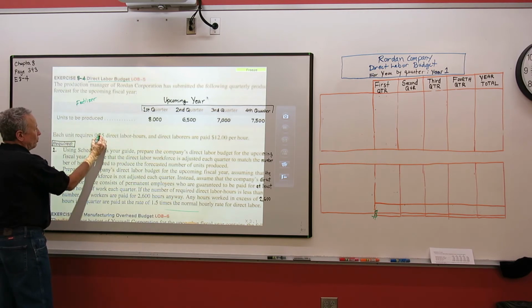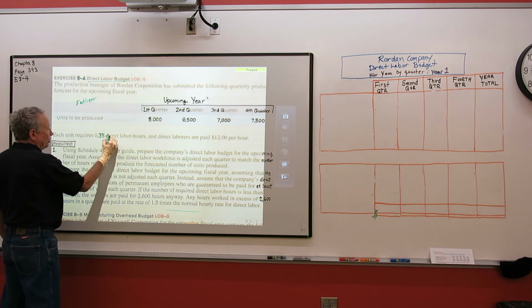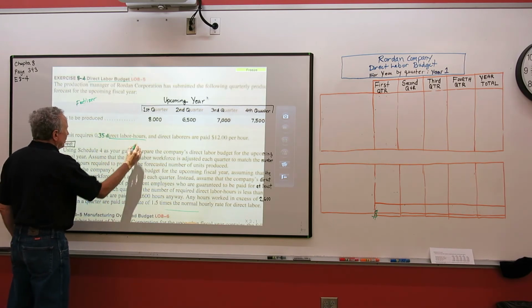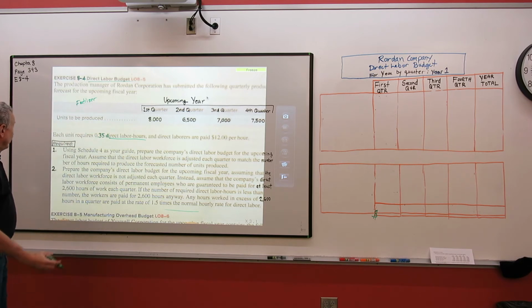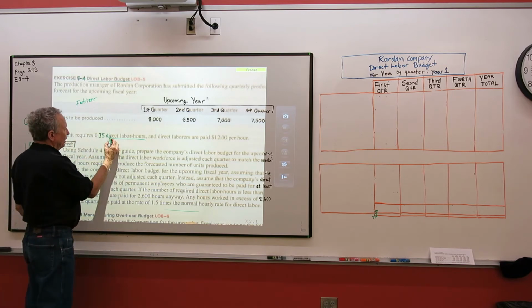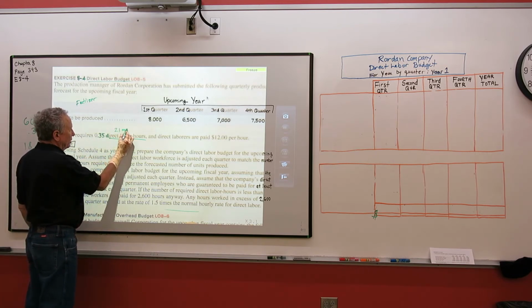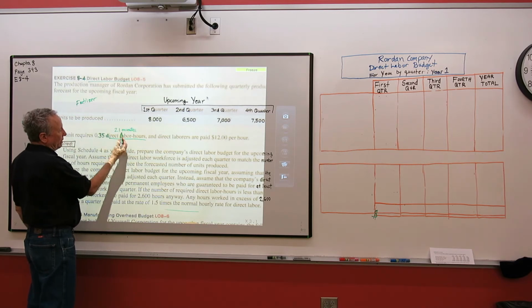It says each unit requires what? 0.35 direct labor hours. You know, again, these are labor hours. So again, what is 0.35 direct labor hours? Well, I guess we could go over here and say, what is there, 60 minutes in an hour? 35% of 60 is 21 minutes. So they're saying each unit requires 21 minutes. Now we don't really need that, but I'm just telling you that's what 0.35 of a direct labor hour is.